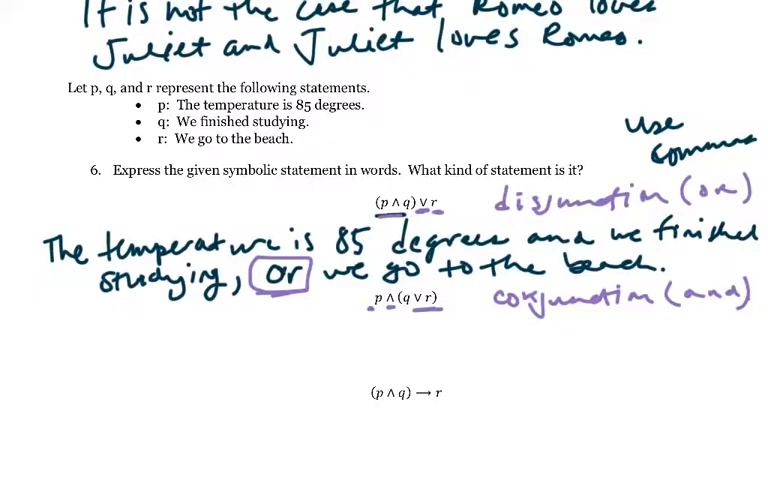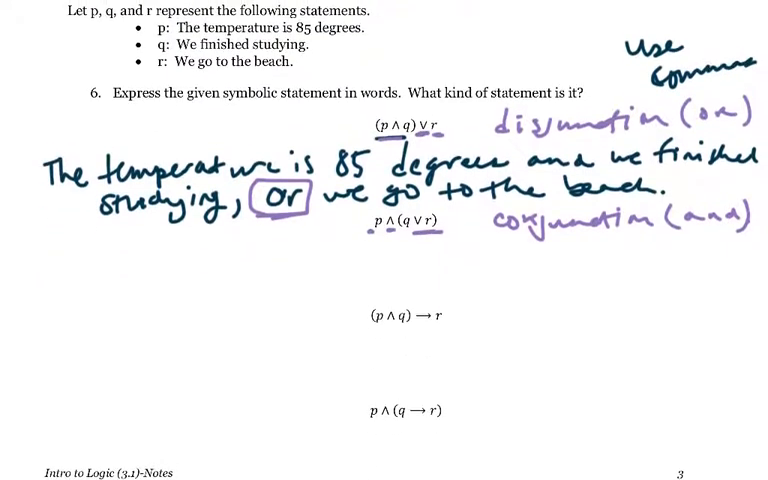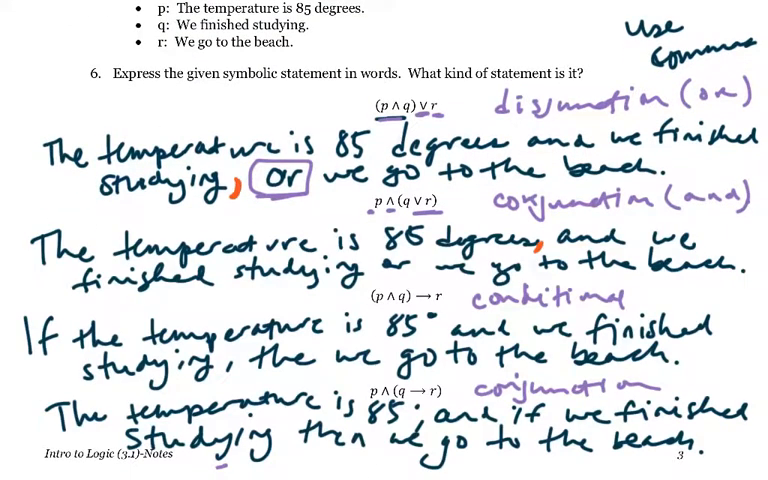I'm going to suggest that you do the same thing where you pause, and I'm going to do the next couple on my own, and you compare your answers with mine. So the second one, we have the conjunction that we already went over. And we got the temperature is 85 degrees, comma, and we finish studying or we go to the beach. So that's how we separate that into the two pieces in that conjunction.